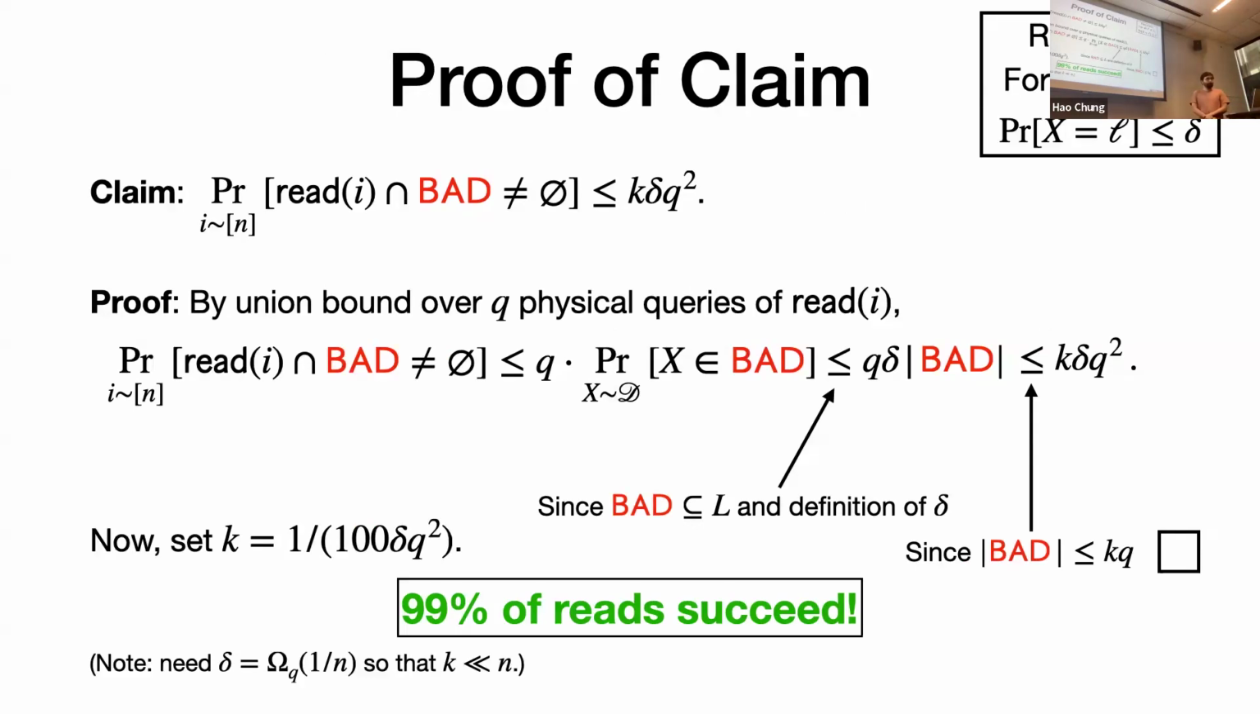Is there any general guidance on how to set delta? Good. So delta has to certainly be at least 1 over n, because we need k to be at most n, since it's a subset of 1 through n. But the rest of the setting of delta will come later in the analysis. Okay. Good question.